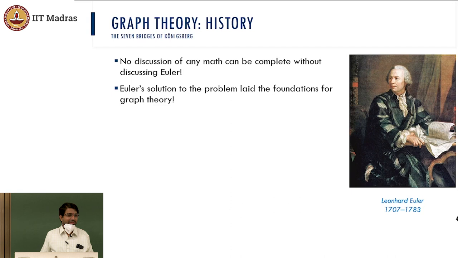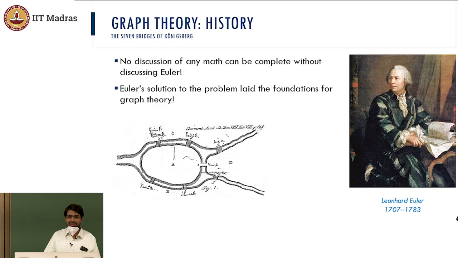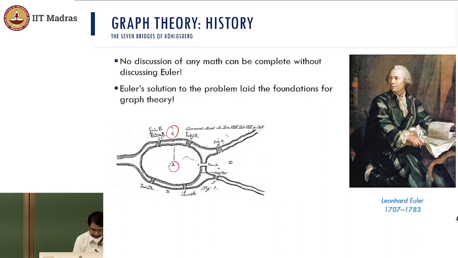So what did Euler do? This was actually Euler's caricature. He drew this from taking this map of the city. Euler drew this sort of a map for himself. So here A, B, C are all some sort of islands, and he used small a, b, c. You may not be able to see that very clearly. It's a very old print. So this is small a, this is small b, and so on. He used those to indicate the bridges.